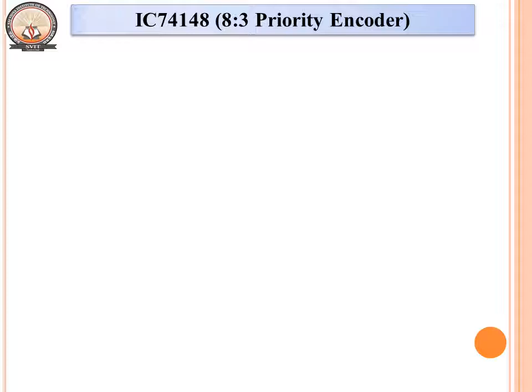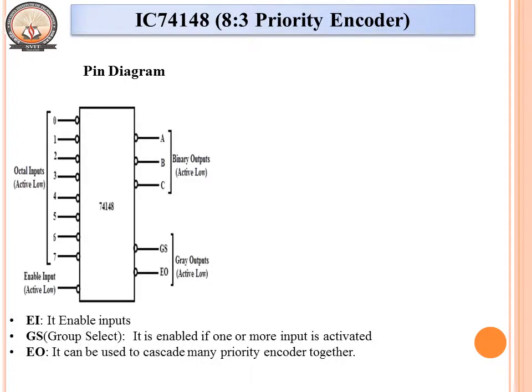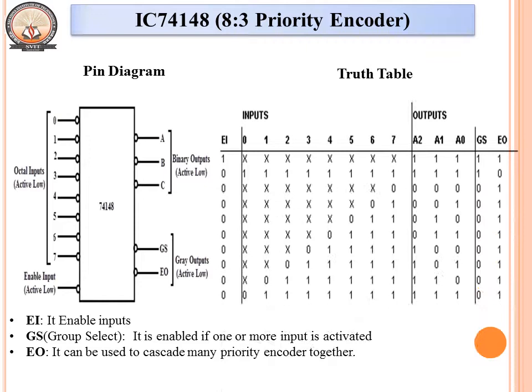What we have is 74148, a priority encoder IC. This IC has 8 active low inputs, 3 active low outputs, and 2 more active low outputs that can be used for cascading purposes, and 1 active low input also is there. The truth table of the same is given here. EI stands for enable input. Since it is active low, unless you give a zero value to that enable input, the particular IC 74148 will not start working.